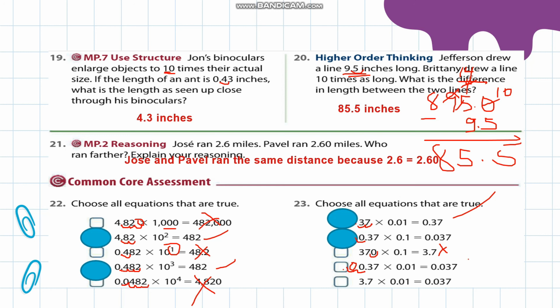So 0.0037, not 0.037. And 100s, two movements, 1 and 2. So the answer is point. Then I need to add 0.037. So 0.037 is also correct.